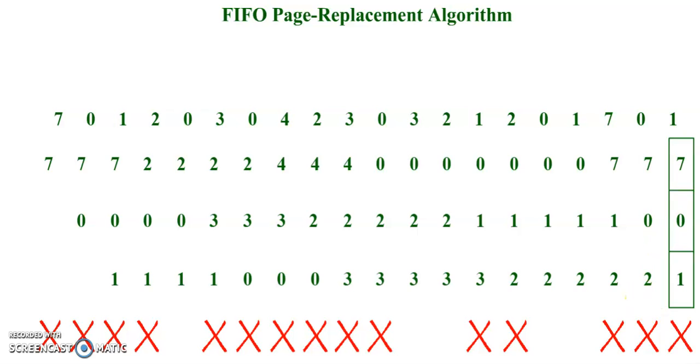So now we have assigned all the reference strings. We are going to see the total number of page faults that occur. So that is a total of 15 page faults.